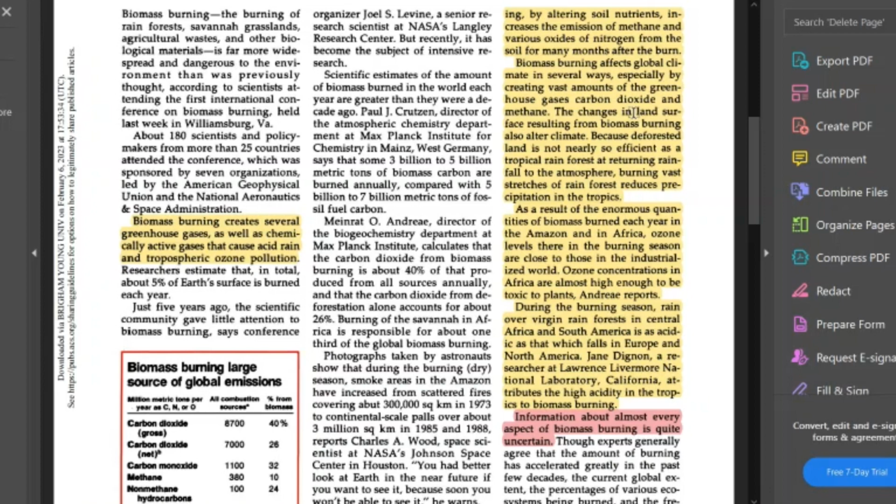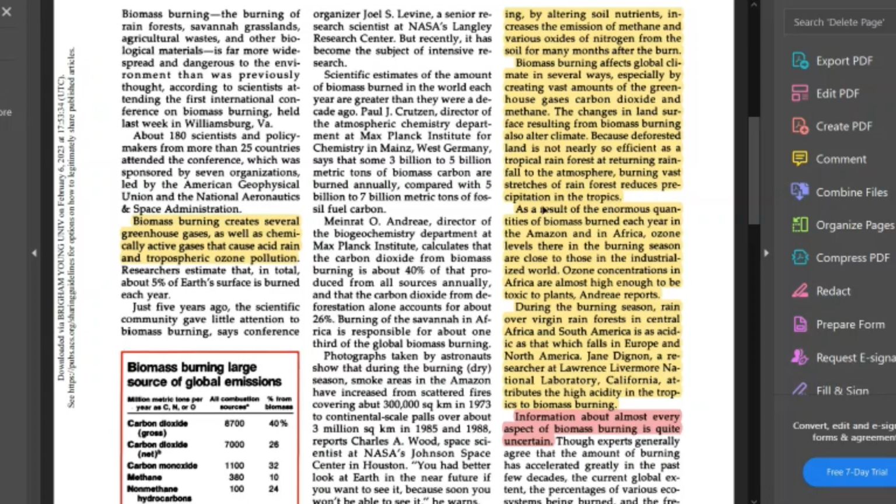Biomass burning affects global climate in several ways, especially by creating vast amounts of the greenhouse gases carbon dioxide and methane. The changes in land surface resulting from biomass burning also alter climate. Because deforested land is not nearly so efficient as a tropical rainforest at returning rainfall to the atmosphere, burning vast stretches of rainforest reduces precipitation in the tropics.